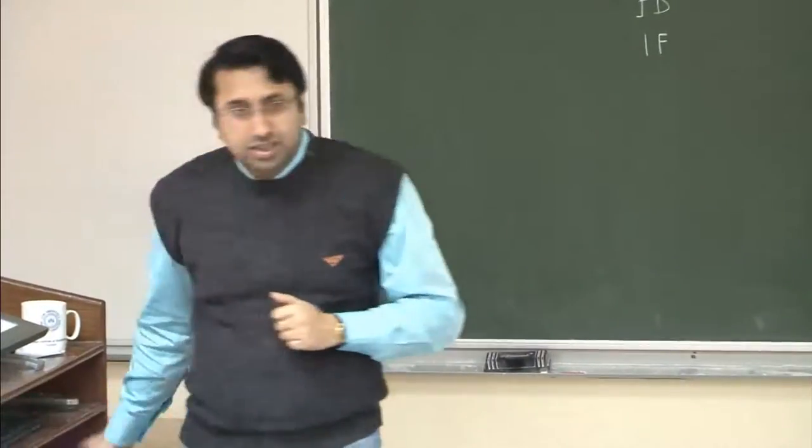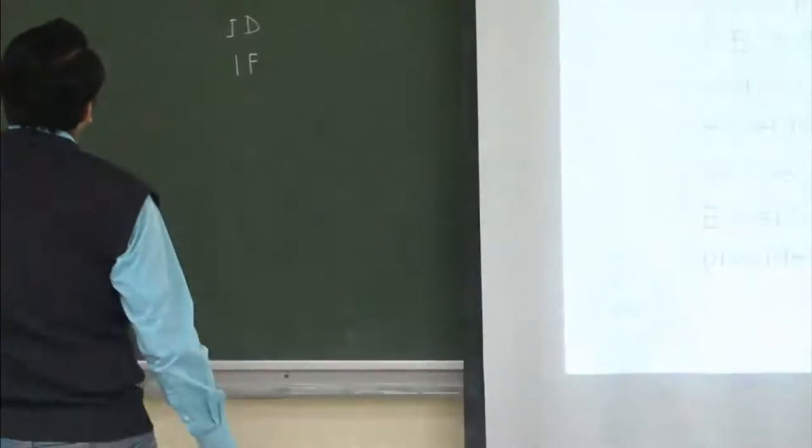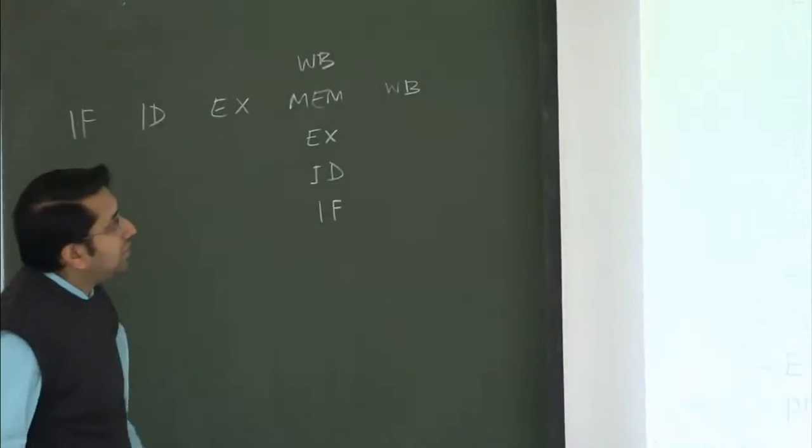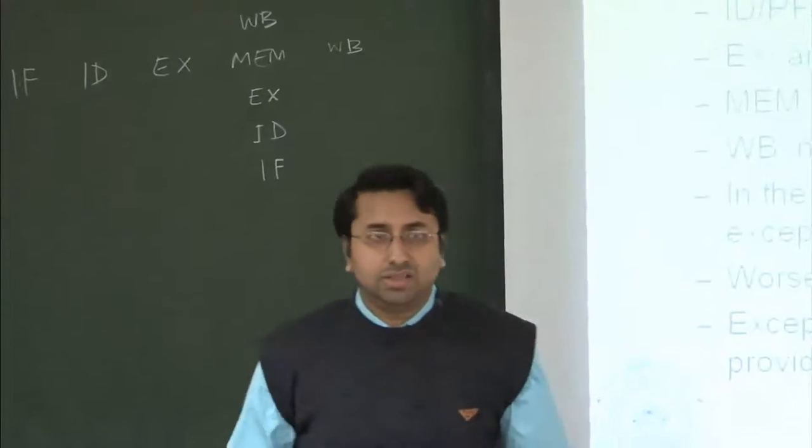So let's first take a look at the integer pipeline. Okay. So we have this. So this is our 5-stage pipe, right? So first thing we need to understand is what kind of exceptions will arise in each of the 5 stages.